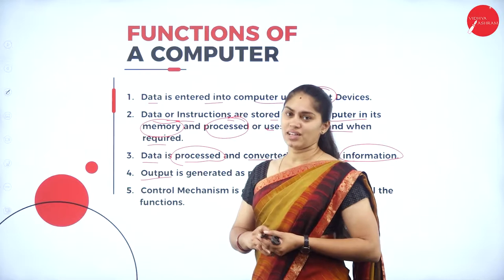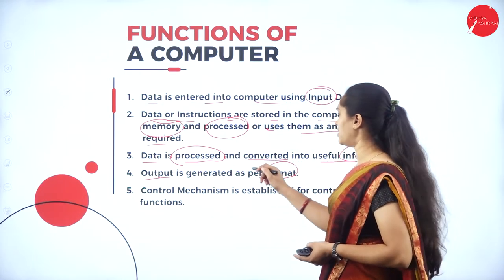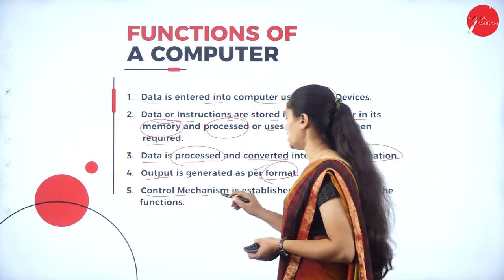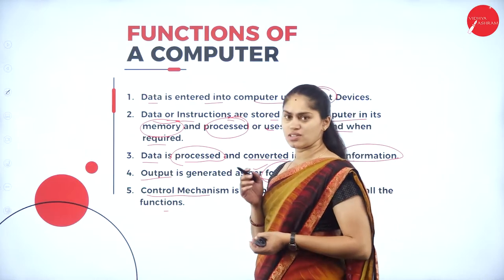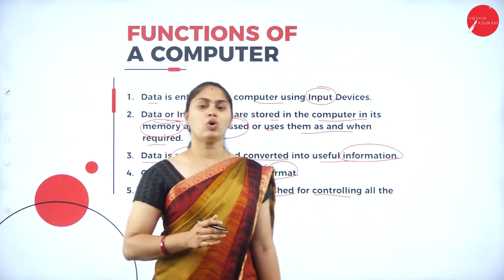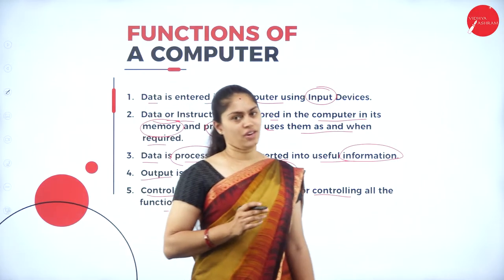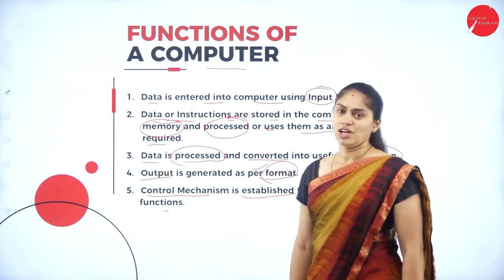And if you wanted to have it as a hard copy, then we require a printer over there. That is as per format. And we have a control mechanism that is established for controlling all the functions. Also we have a CU, or control unit, that is going to control and coordinate all the activities of a computer. This is how the functions of a computer go on.